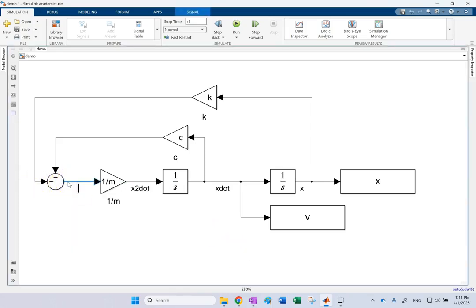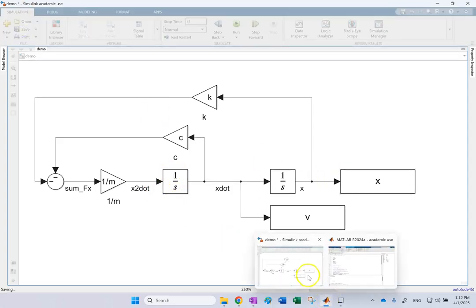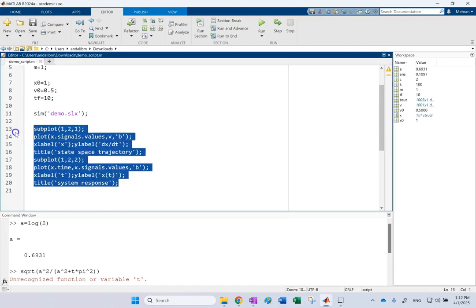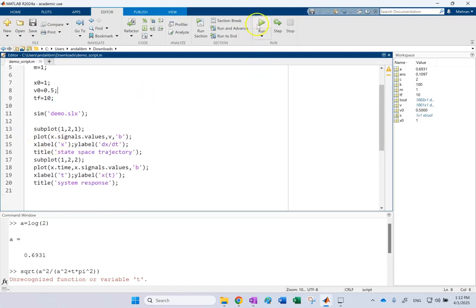Okay, so that is sum Fx, and divided by mass to get the acceleration, double integrated to get position and velocity. So here in this script, I pass the numbers and I want to see different scenarios. First, I have no damping with K of 100, M of 1, initial conditions all non-zero, final simulation time 10 seconds. I simulate and then plot x versus time and then x versus x dot.